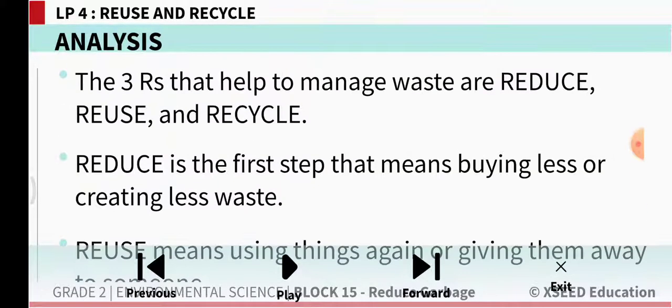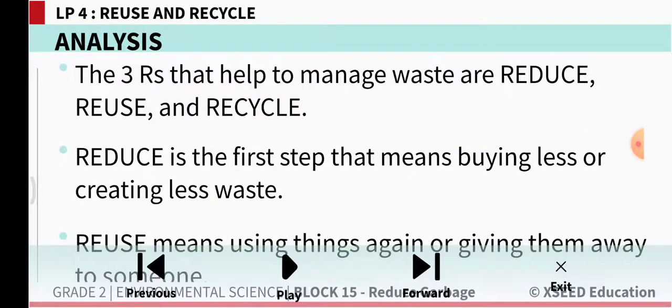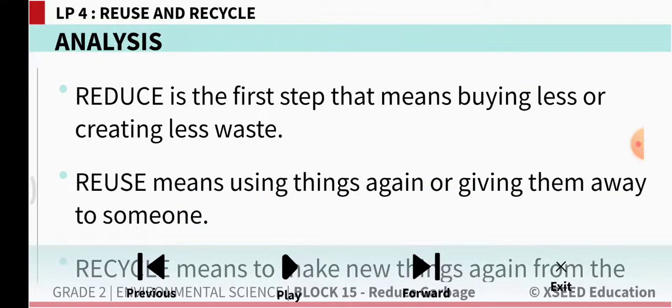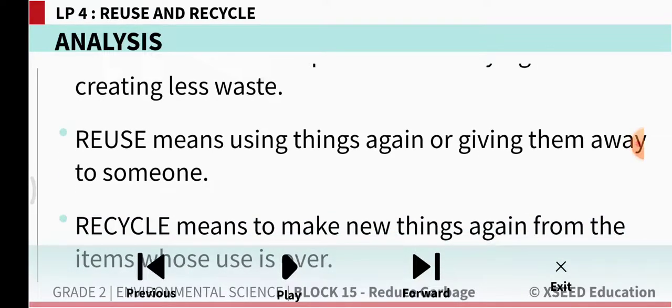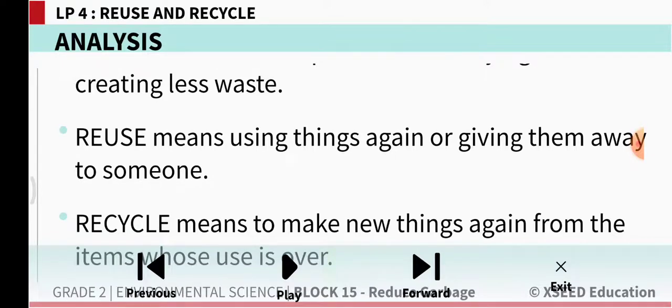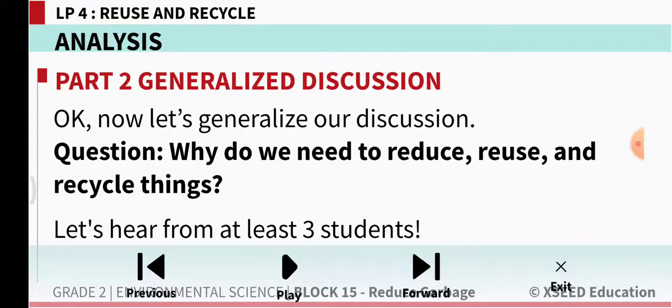Remember, once again, you learn the meaning of reduce, reuse, and recycle. Reduce is the first step. That means buying less or creating less waste. We should buy less of things, okay? Reuse, once we have bought them, you think whether you can use them once again. So that is the meaning of reuse. Recycle means to make new things again from the items whose use is over.